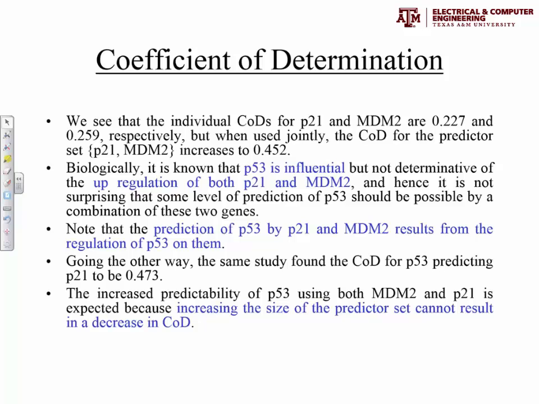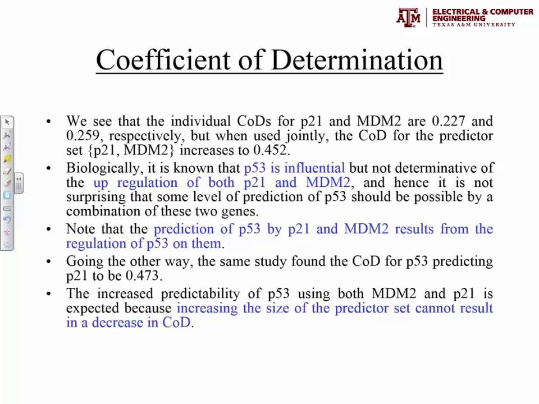Now, biologically, it is known that P53 is influential, but not determinative, of the upregulation of both P21 and MDM2. If P53 turns on, P21 can be turned on, MDM2 also can be turned on, under some conditions. Hence, it is not surprising that some level of prediction of P53 should be possible by a combination of these two genes. And note that the prediction of P53 by P21 and MDM2 results from the regulation of P53 on them, because P53 status affects both these genes. That's why, looking at them, you are able to say something about P53.